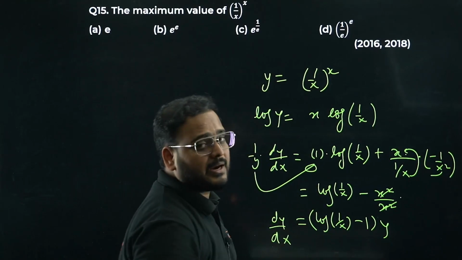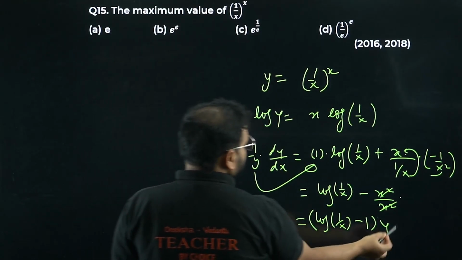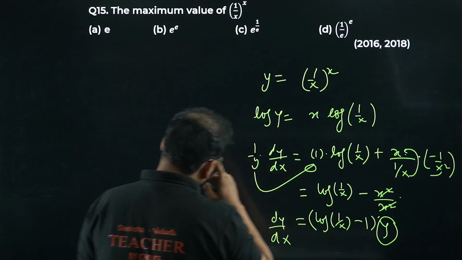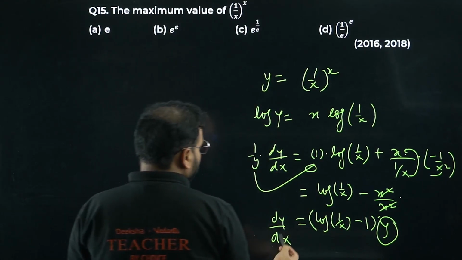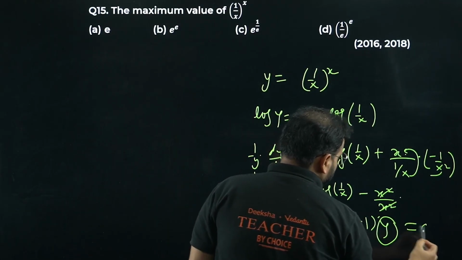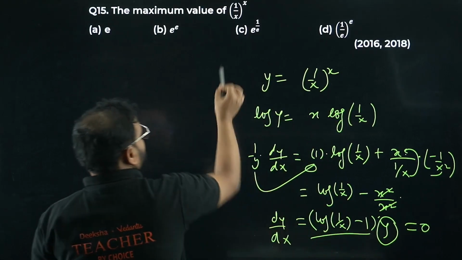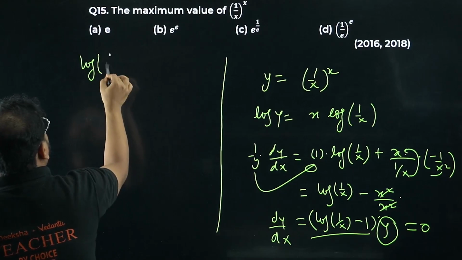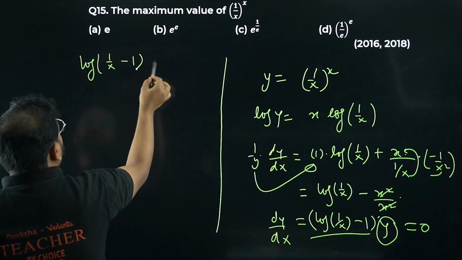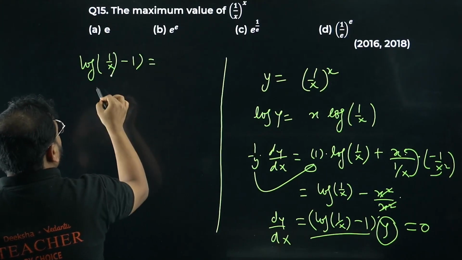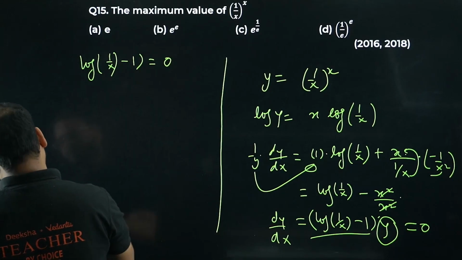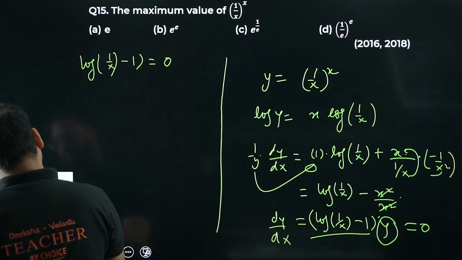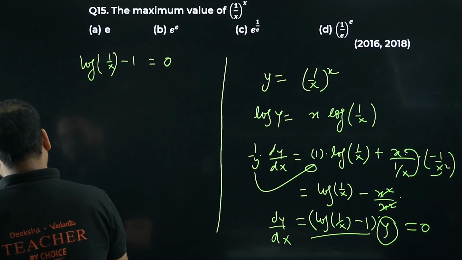So y will be multiplied. This is an exponential function, it will never be 0. So if you put it equal to 0, what will happen? You will have this bracket equal to 0. So you get log of 1 by x minus 1 becoming equal to 0. Excuse me, I've taken one bracket by mistake.